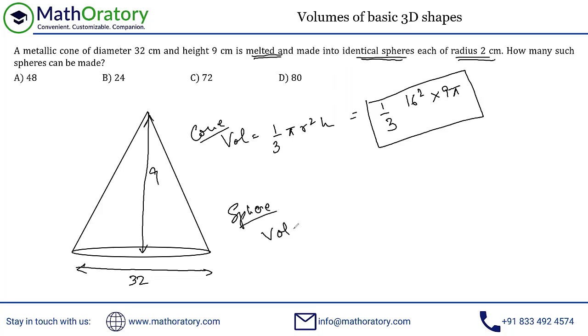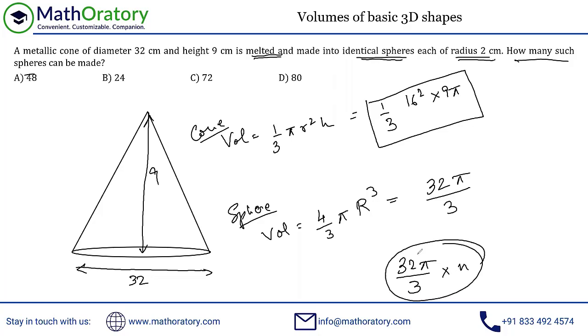the volume will be 4/3 of pi r cube. So I'm just denoting a different r out here. So the radius is 2 centimeter here. So this is 8 into 4. So 32 pi by 3. So each of the spheres that we have will have this much volume, right? Now the question is, how many such spheres can be made? So let us say that is n in number. So 32 pi by 3, n of this will have this much total volume.